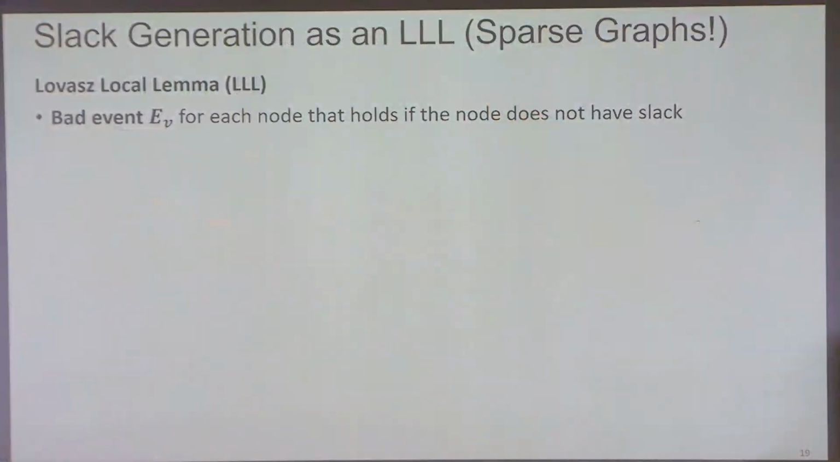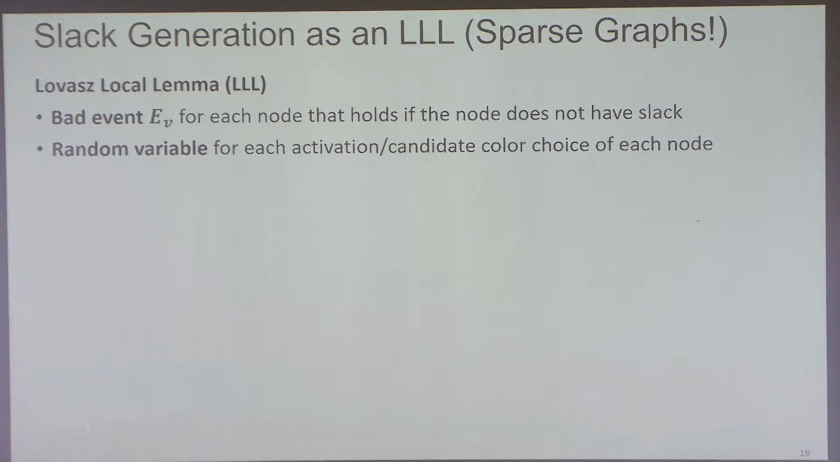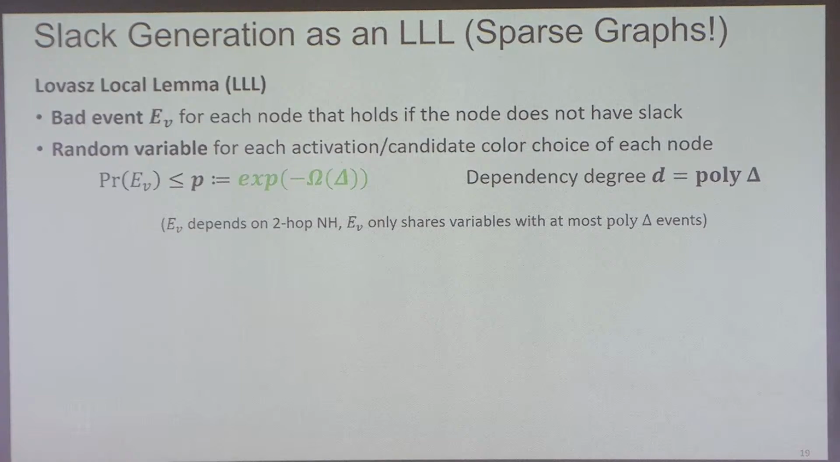So how do we model the slack generation problem as an LLL? We introduce this bad event for each node that holds if the node does not have slack. We have these random variables for each activation and candidate color choice of each node. And what we've seen is that the probability of a bad event is exponentially small in delta. And for LLL, what's also important is how do these bad events depend on each other? So what's the dependency degree here?